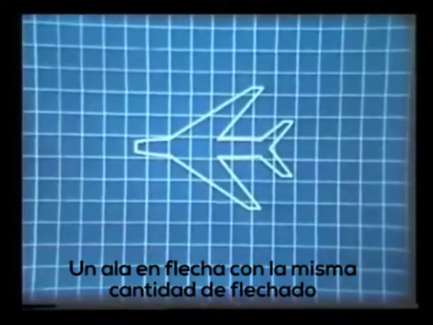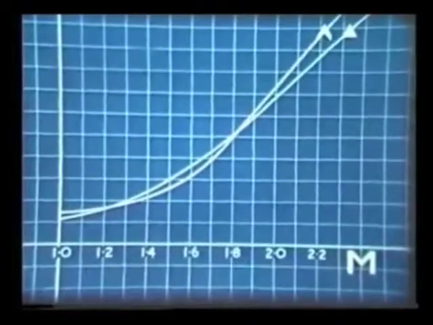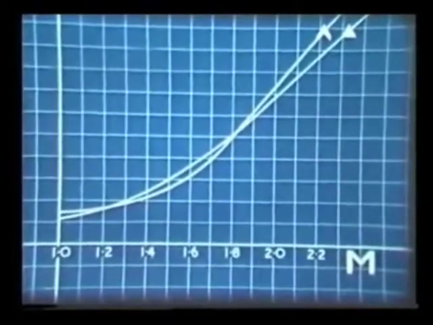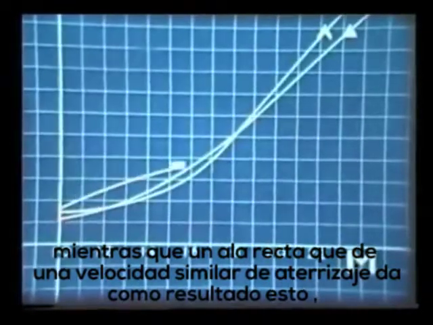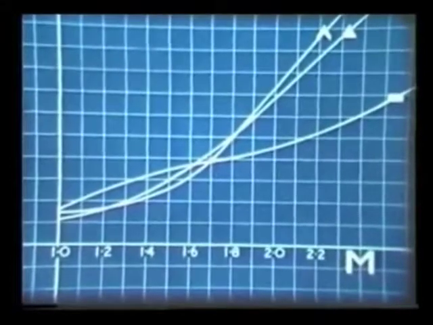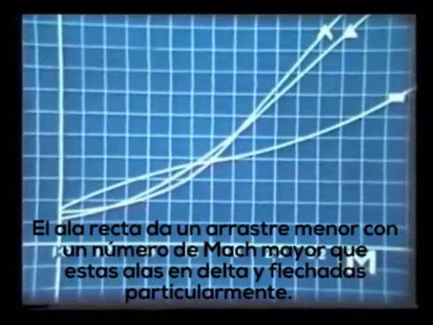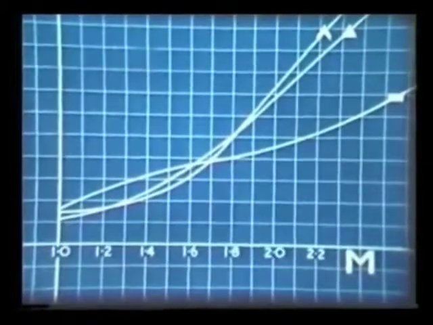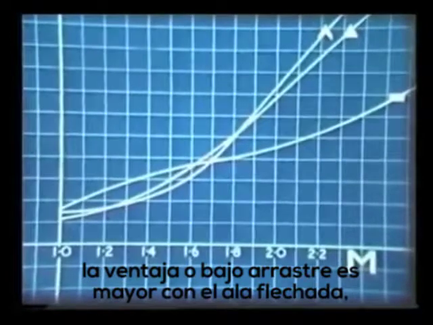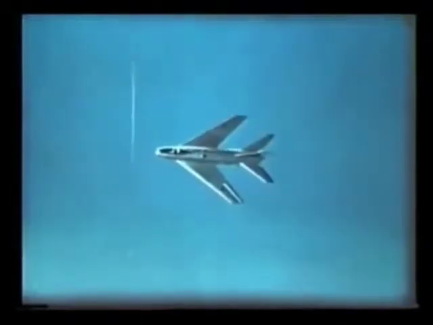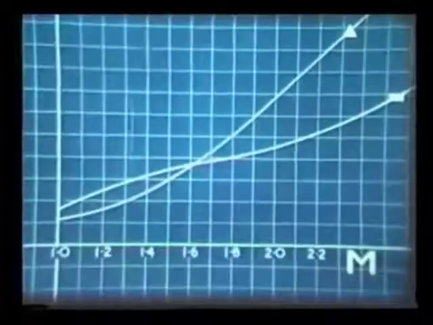A swept planform with the same amount of sweep will give this rather similar curve, while a straight wing, giving a similar landing speed, will give this quite different curve. The straight wing gives less drag at the higher Mach numbers than these particular swept or delta planforms. It looks as if below about Mach 2, the advantage for low drag lies with the swept shape. Or with the delta.